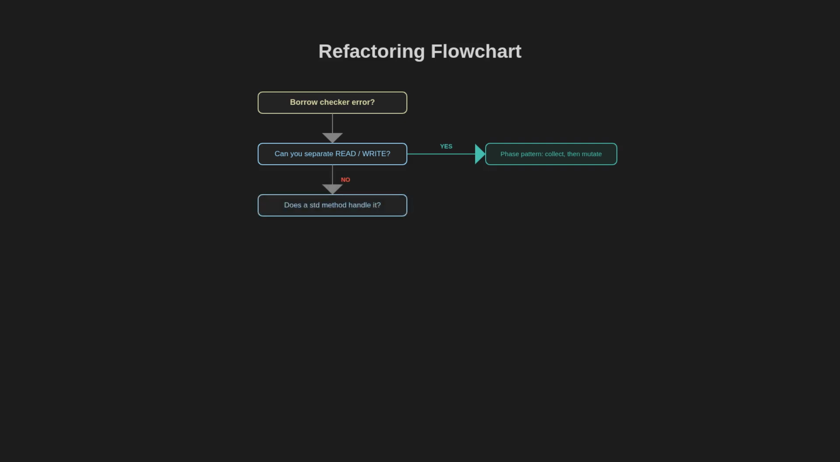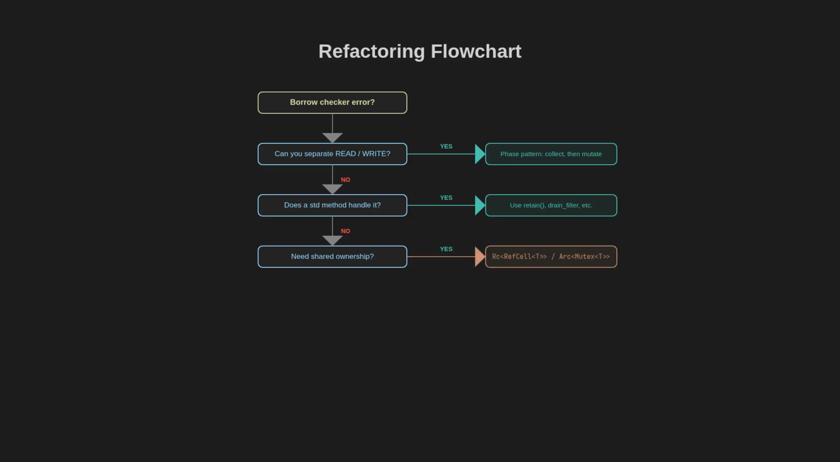If no, is there a standard library method that handles it, like retain, drain filter, or sort_by? If yes, use that. Zero cost and it's the idiomatic Rust way. If no, do you need shared ownership, multiple parts of your code holding references to the same data? If yes, use Rc with RefCell for single-threaded or Arc with Mutex for multi-threaded. Be aware of the runtime cost. If none of the above, clone the data or restructure your ownership model. Sometimes a simple .clone on small data is a pragmatic choice.